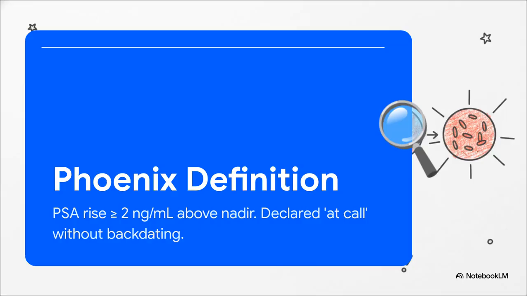Historically, to even call it a failure post-radiotherapy, we leaned entirely on the Phoenix definition. That's a PSA jump of at least 2 nanograms per milliliter above the absolute lowest point, or nadir. And we called it at call, meaning no backdating. It was a really solid rule because hitting that nadir plus 2 mark is a strong predictor for overall survival and distant metastasis. But today, that historic threshold is getting seriously challenged.